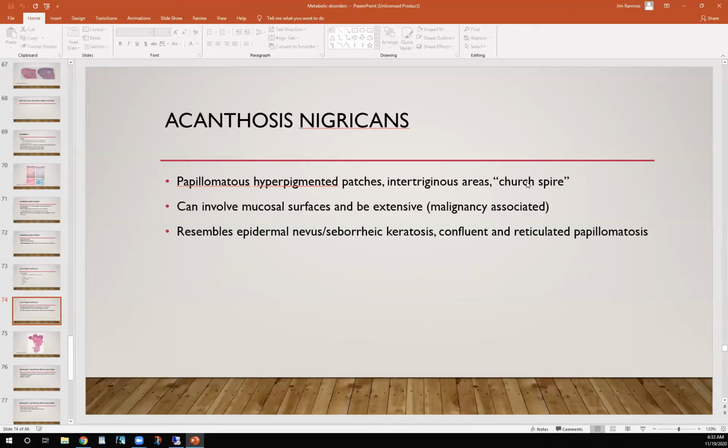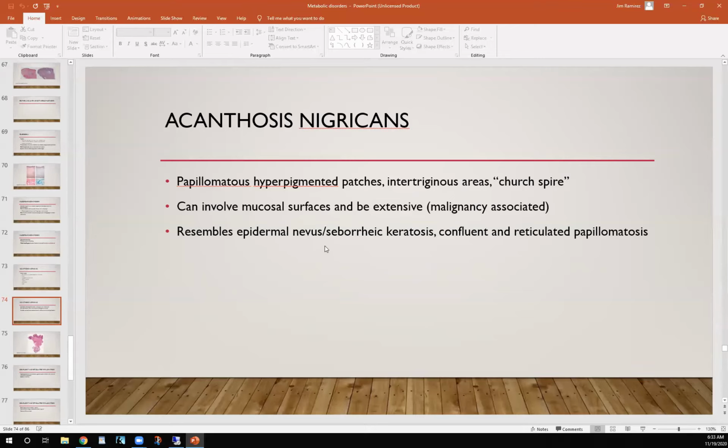So in the context of a rash, if you see something that has this church spire, the first thing you need to think about is acanthosis nigricans. It can involve the mucosal surfaces and be extensive in the malignancy-associated types. And the clinical or the histologic differential diagnosis, often in my mind, there's really three things when I see this church spiring.